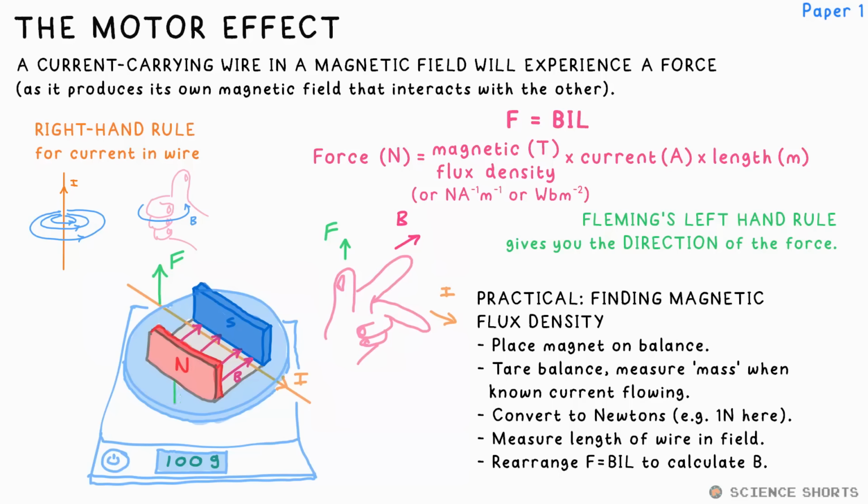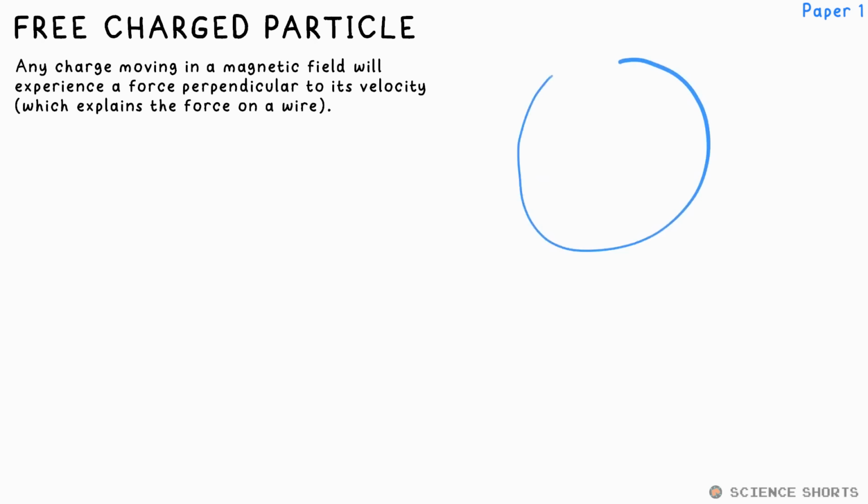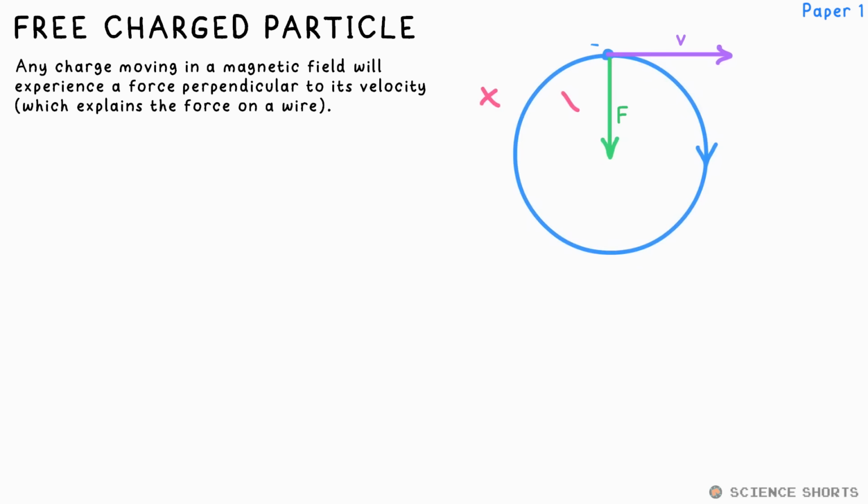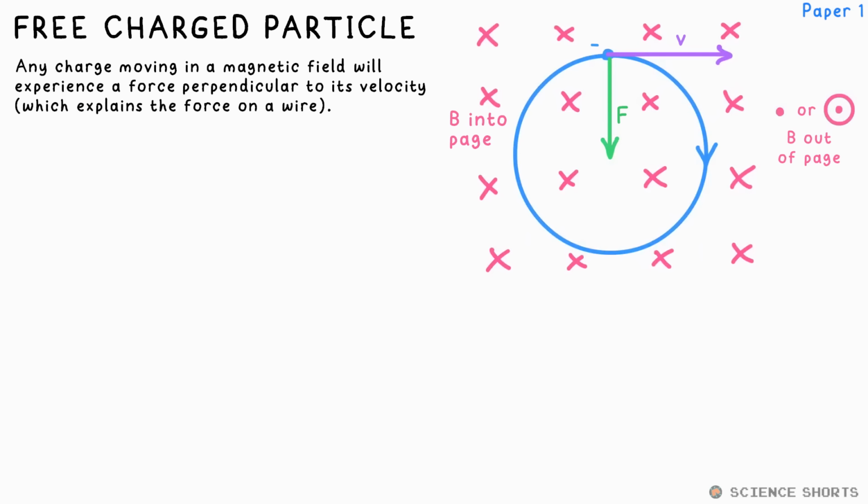Use an ammeter to get the current and a ruler to measure the length of the wire. And what do you know? You can calculate the magnetic flux density between the poles of your magnet. If a free charged particle finds itself travelling perpendicular to a magnetic field, it will experience a force equal to BQV. For an electron or proton, we can say thus F = BeV.